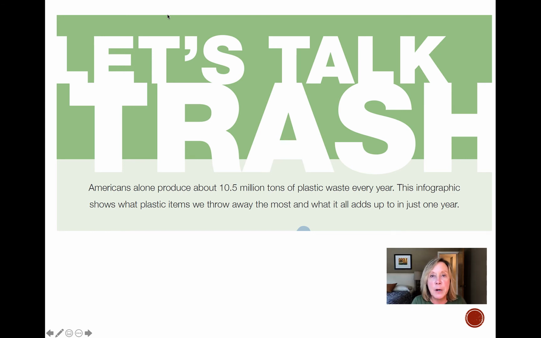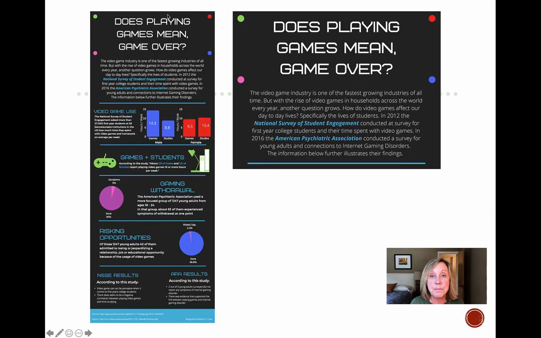But again, this is a very strong summary because it includes a startling statistic. And this statistic helps the reader understand why this is an important infographic and why they should read it. This was a super strong infographic from the spring done by William Crow.